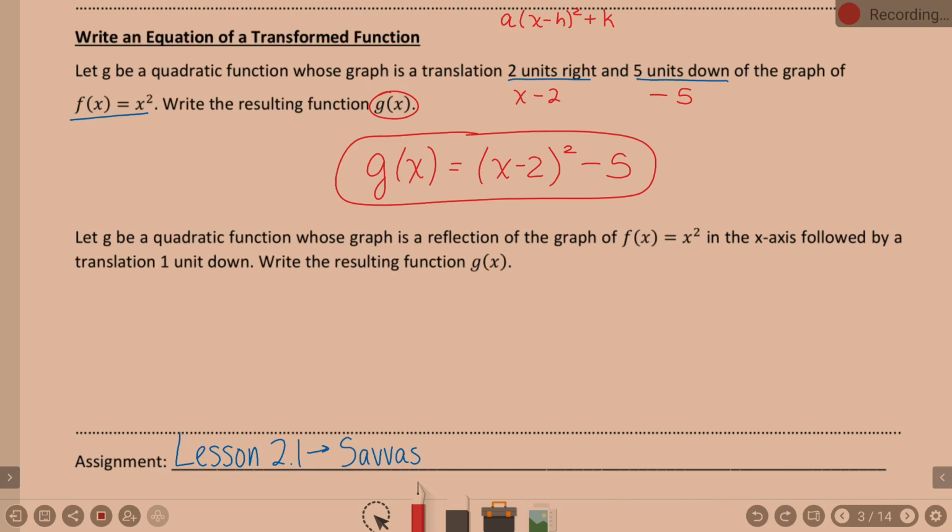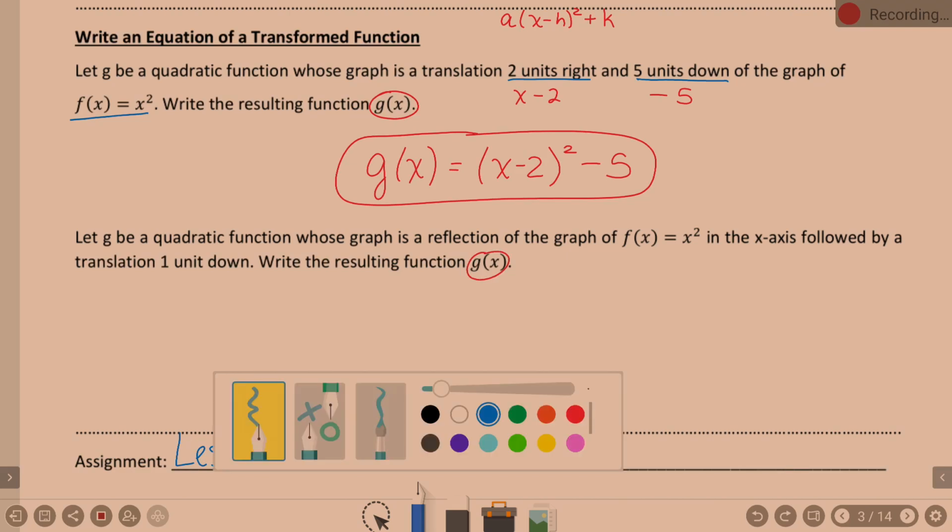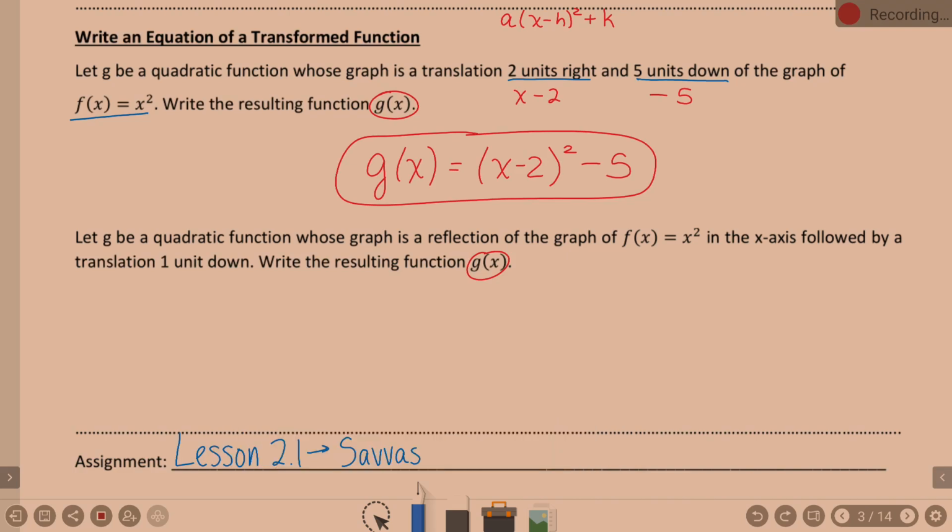Okay, let's try another one. Okay, they're asking us to write g again. Let g be a quadratic function whose graph is a reflection of the graph f of x equals x squared in the x-axis. So notice there's a reflection in the x-axis followed by a translation 1 unit down. Okay, think about your pieces. It's going to be a negative. Okay, because it's a reflection, we're going to have a negative out front, yes?